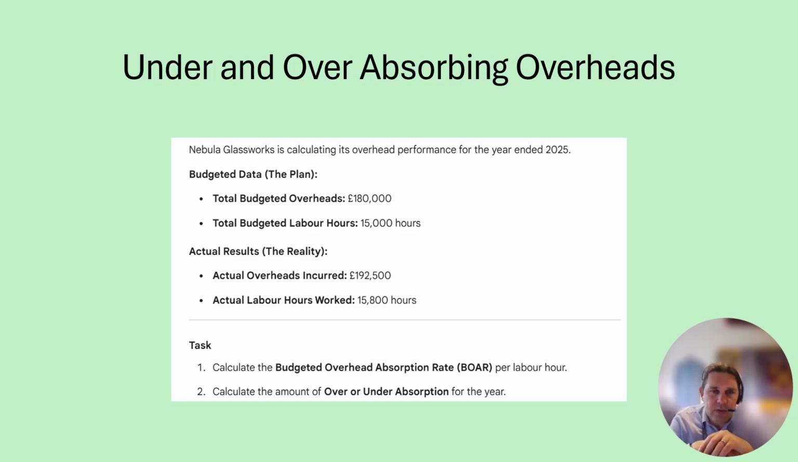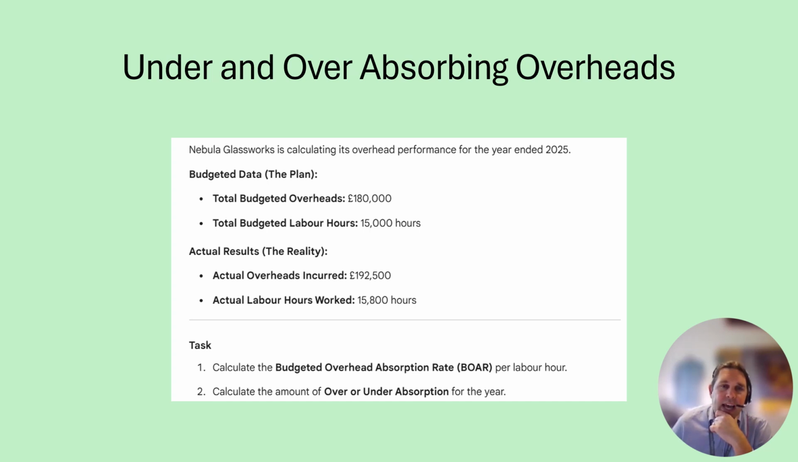In this particular one, we've got budgeted overheads of 180,000. We've got 15,000 hours. So we just literally do 180,000 divided by 15,000. So we can see that we're going to charge £12 of overhead for every labour hour. We can then use that to calculate the price per, or cost per unit, should I say. But in this instance, we're just looking at how much we'll charge.